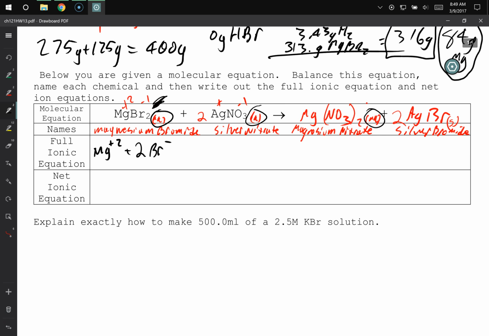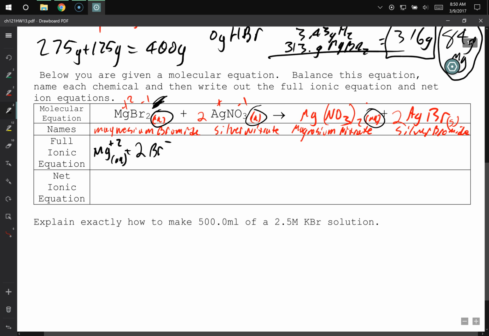So I don't have a Br that's connected to another Br. That's what this means. These 2 Brs are connected to this magnesium. This is 2 separate Brs. They're independently floating through the water, not connected to each other. And then that magnesium is floating as well. So then this guy gets a state of AQ, and this guy gets a state of AQ, and then we just move on with this.